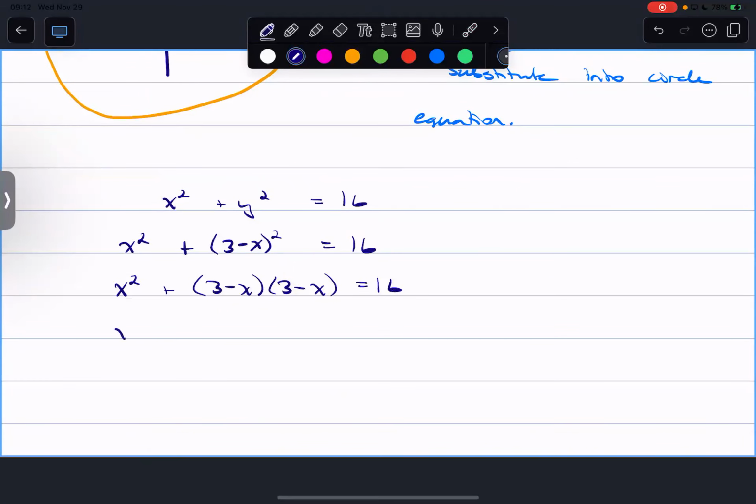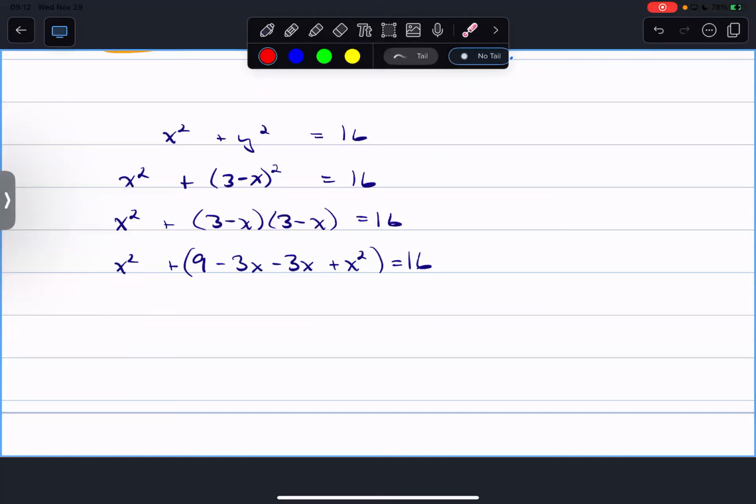Okay, x squared plus 3 times 3 is 9. I'm going to put it in brackets. 3 times negative x is minus 3x. Negative x times 3 is minus 3x. Negative x times negative x is x squared, plus x squared is equal to 16. Hey, shaping up to something that we're okay with.